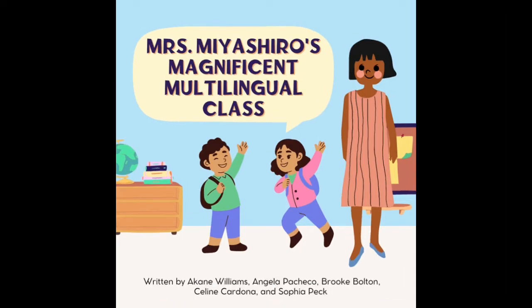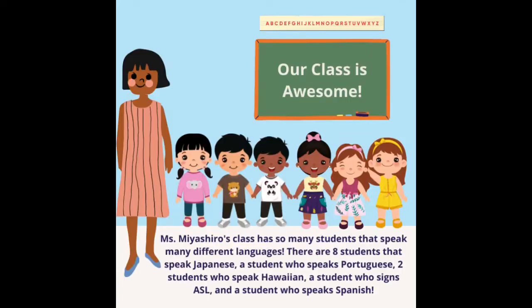Mrs. Miyashiro's Magnificent Multicultural Class, written by Akane Williams, Angela Pacheco, Brooke Bolton, Celine Cardona, and Sophia Peck. Mrs. Miyashiro's class has so many students that speak many different languages. There are 8 students that speak Japanese, a student who speaks Portuguese, 2 students who speak Hawaiian or Alelo Hawaii, a student who signs ASL, and a student who speaks Spanish.